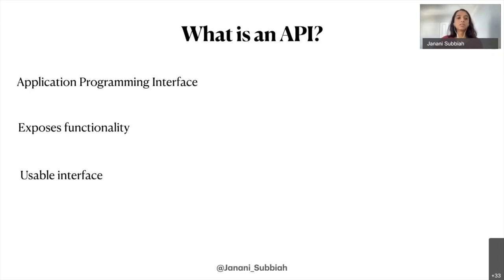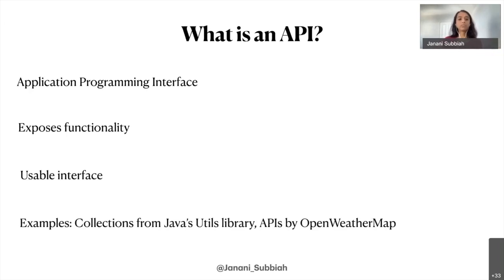Some very popular examples are the collections library from Java Utils, which provides methods for creating or managing, adding, removing, updating elements in collections like maps, lists, and set. Another type of example would be the APIs exposed by OpenWeatherMap, where these are more HTTP based, meaning that you make a call to the services that are running, and that will then feed you information about weather given coordinates or the location of a place. So those are APIs in a nutshell.